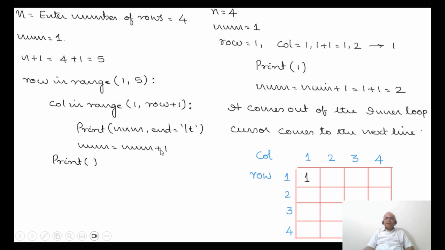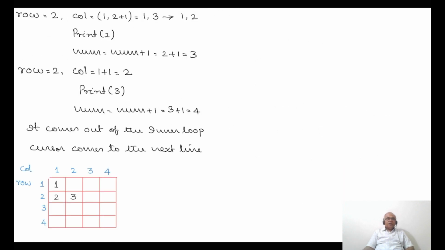But you can't print that, because once it goes to the column, you will have only one column. So it comes out of the column, that is the inner loop, and the cursor comes to this. Since you have a print function, the cursor comes to the second row. So in the second row, you can see row 2.